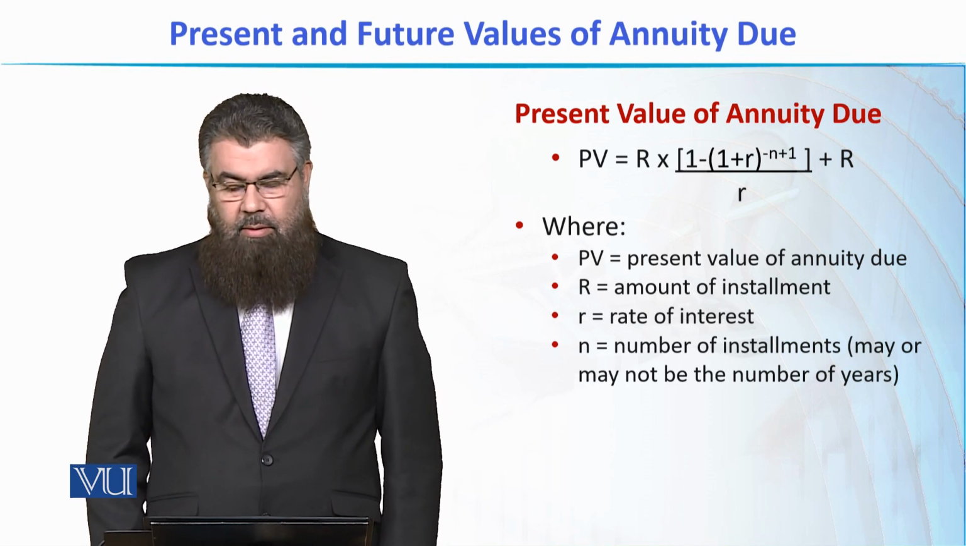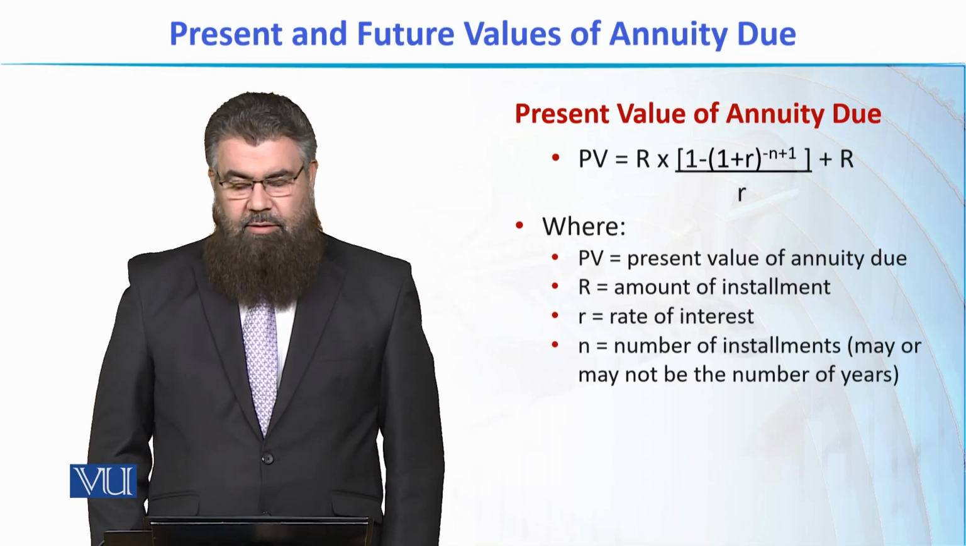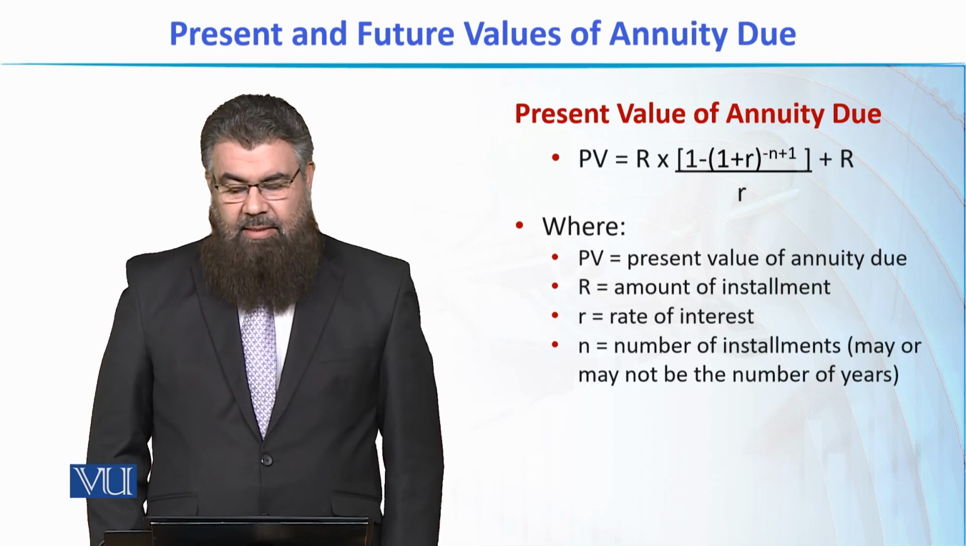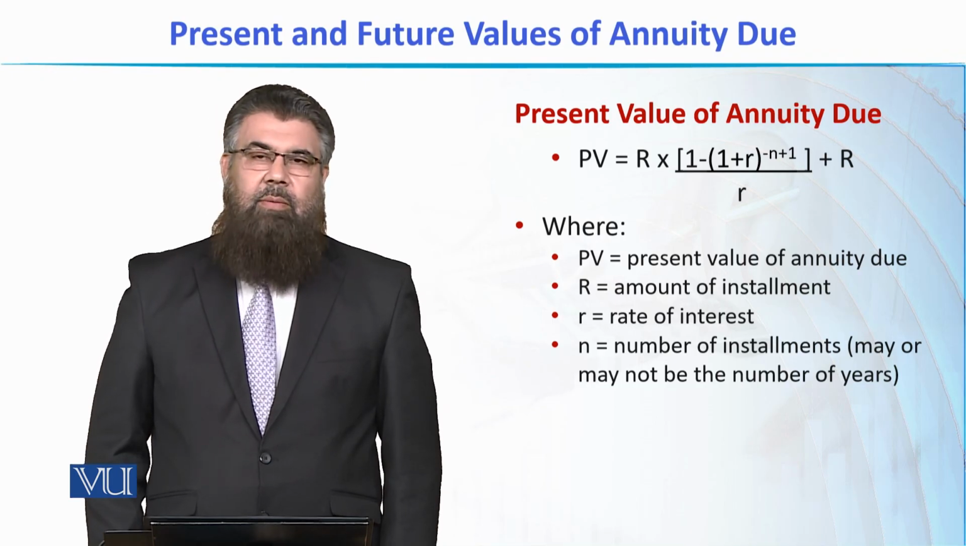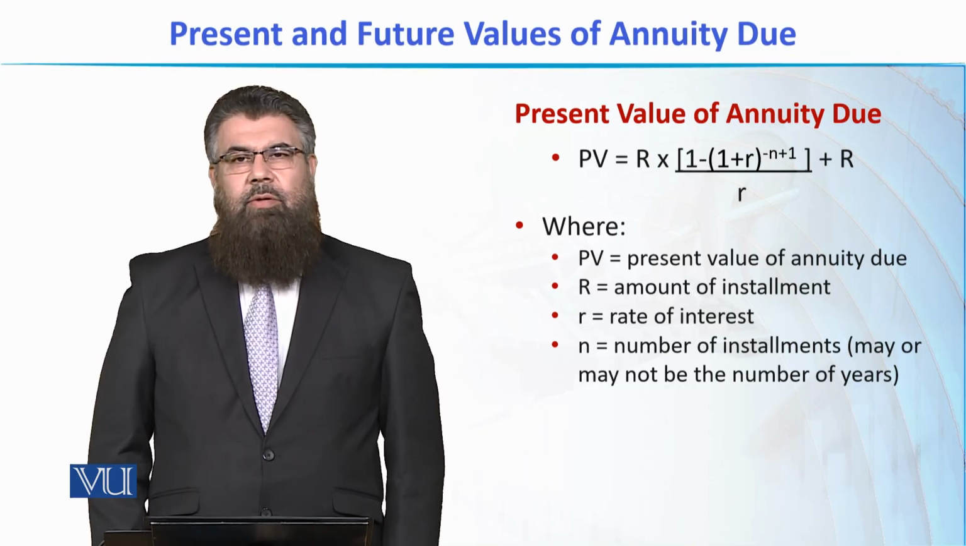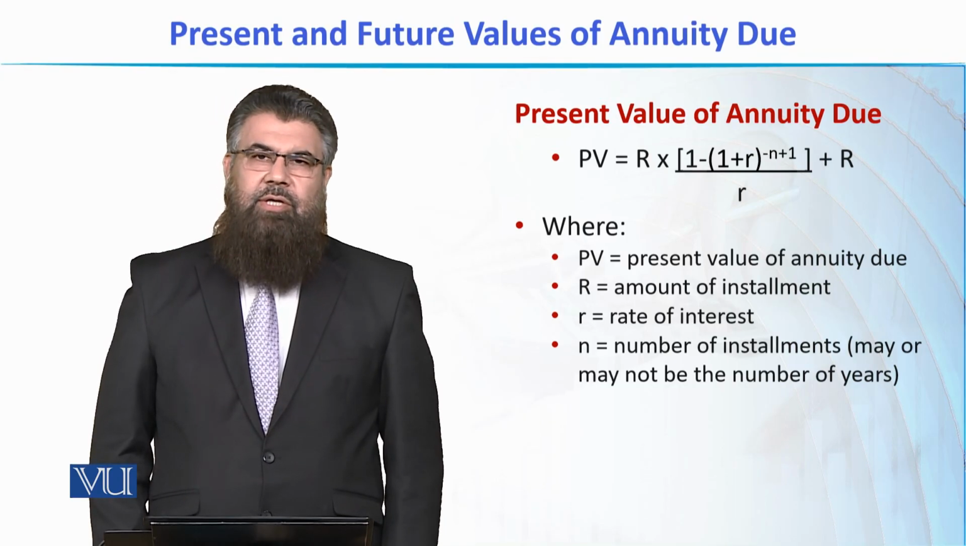R is the amount of installment, small r is the rate of interest, and n is the number of installments. And I would like to repeat it here that n is not the number of years.